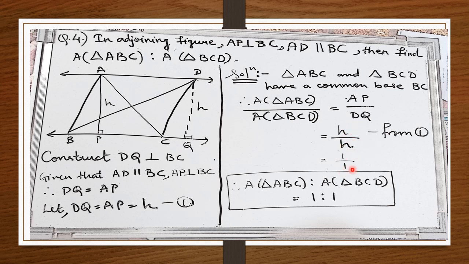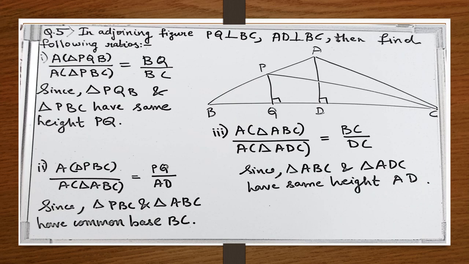So 1 upon 1. That is, area of triangle ABC is to area of triangle BCD is equal to 1 is to 1. The ratio is 1 is to 1, since the base as well as height of both the triangles are equal. Their areas are also equal. Hence the ratio should be 1 is to 1. Okay, clear? Fine. So let's see the next example.